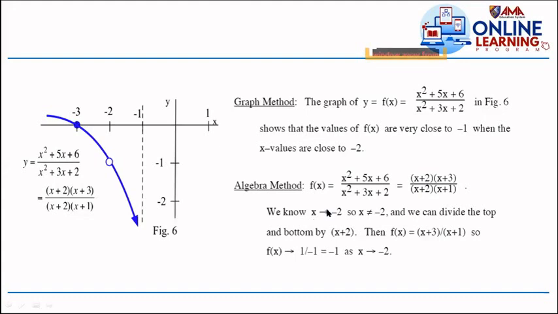We know that x approaches negative 2, so x is not equal to negative 2. And we can divide the top and bottom by x plus 2. Then the function of x natira will be x plus 3 divided by x plus 1. So if we're going to substitute, okay, negative 2 plus 3, the answer is positive 1. Negative 2 plus 1, the answer is negative 1. So therefore, 1 divided by negative 1, the answer is negative 1. Okay?